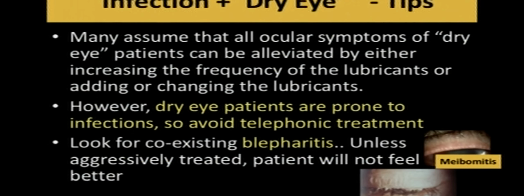So infection with dry eye again is common. Our dry eye patients are predisposed to infection. So most of us assume that all our patients with dry eye will always complain of dry eye. When they ring up and say, I'm feeling worse, we tell them put the drops more often. And we ask them to switch to other drops. If you're putting carboxymethyl, you switch to peg tears or whatever.